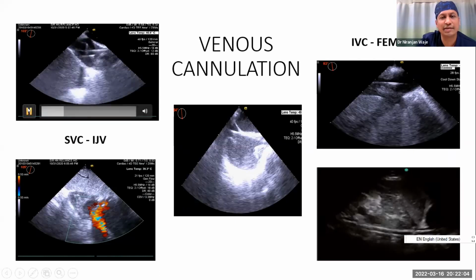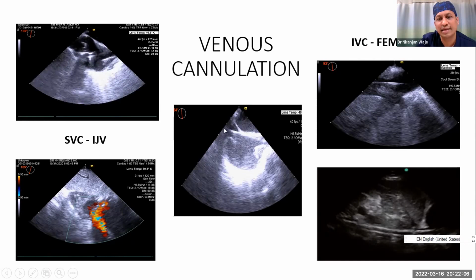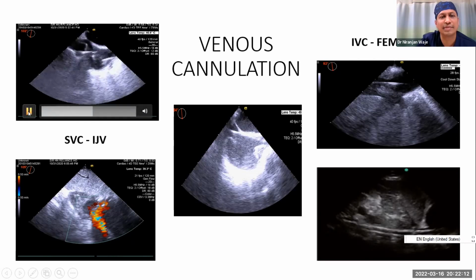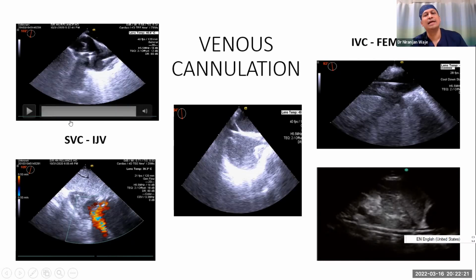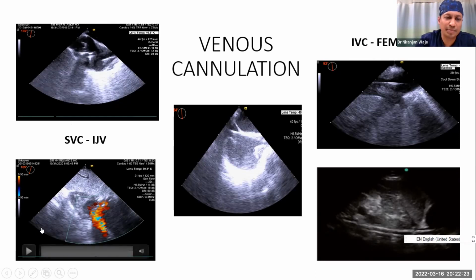On the left-hand side, you see a bicaval view in the center, LA, RA, and the guide wire here. On the left top, you can see the cannula coming from the IVC, the venous drainage cannula for a VA ECMO. The tip has to face the SVC-RA junction, and there are multiple ports to drain the blood. So appropriate positioning of the venous drainage cannula is of paramount importance. Below, this is a video.